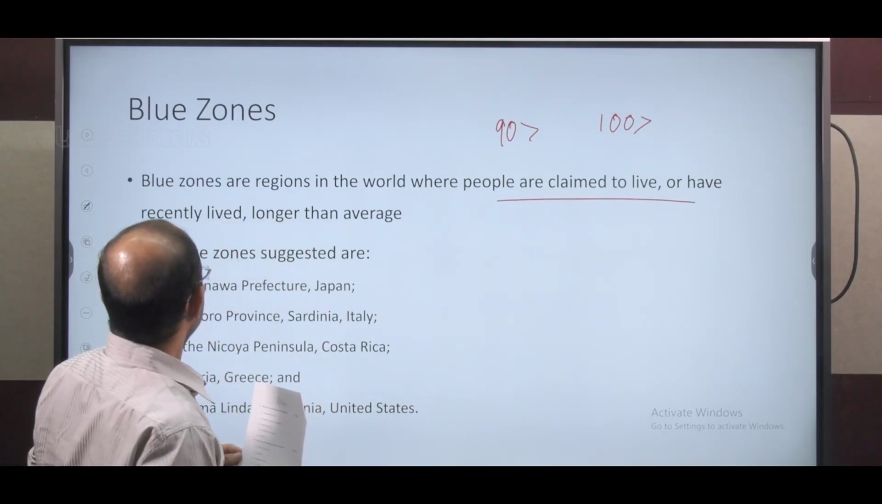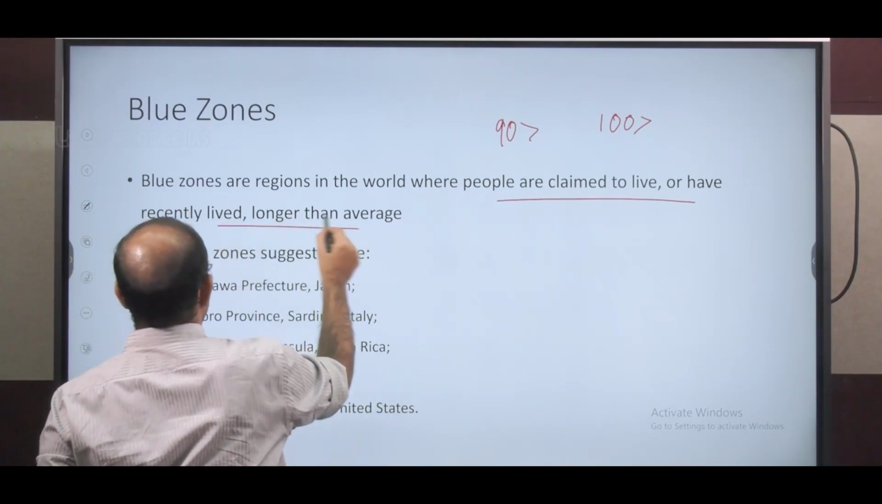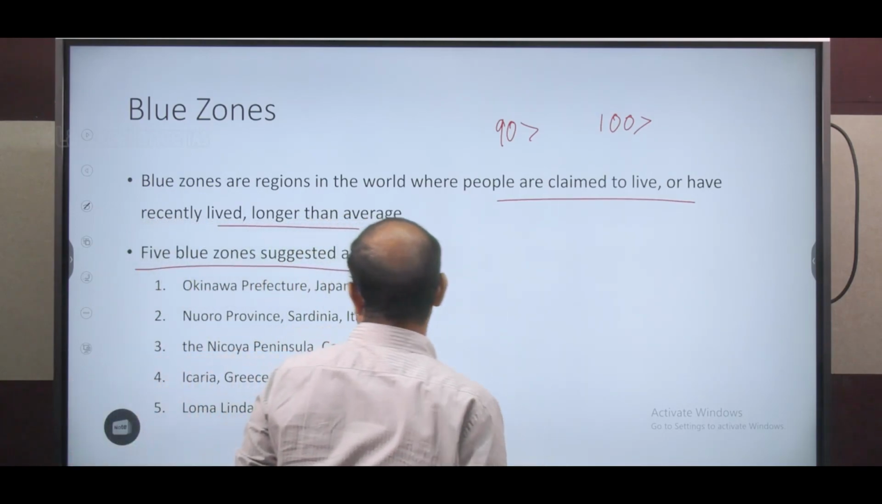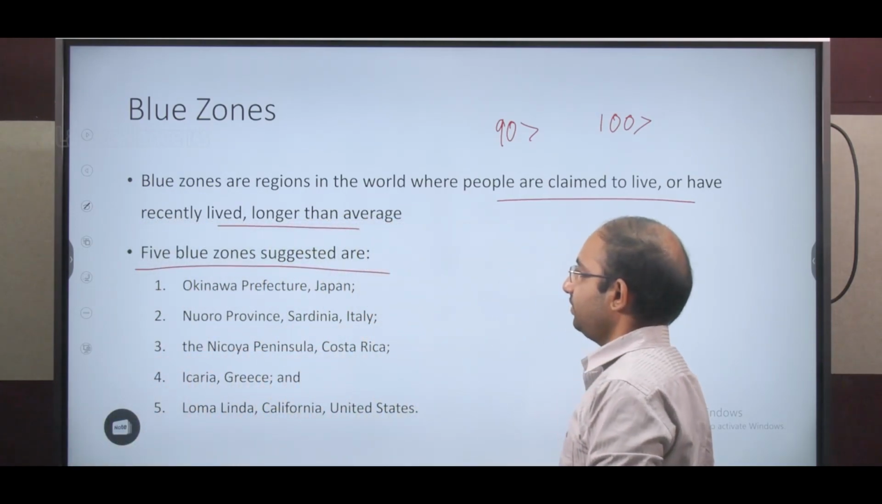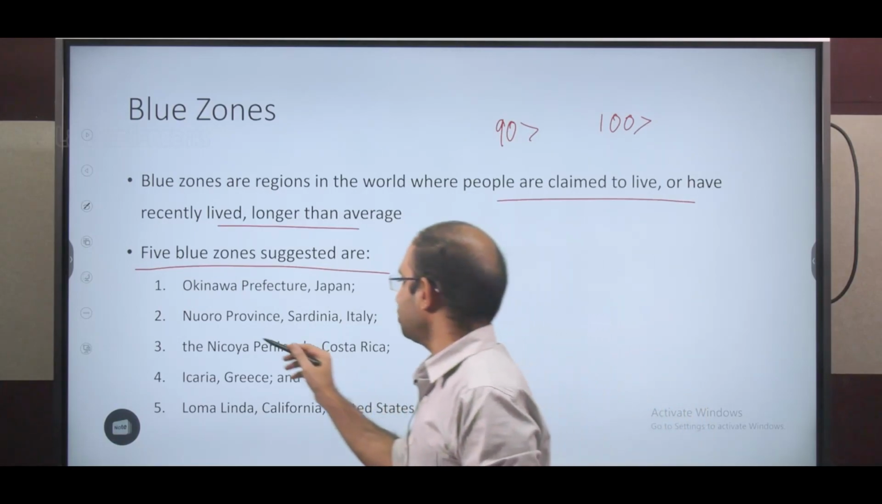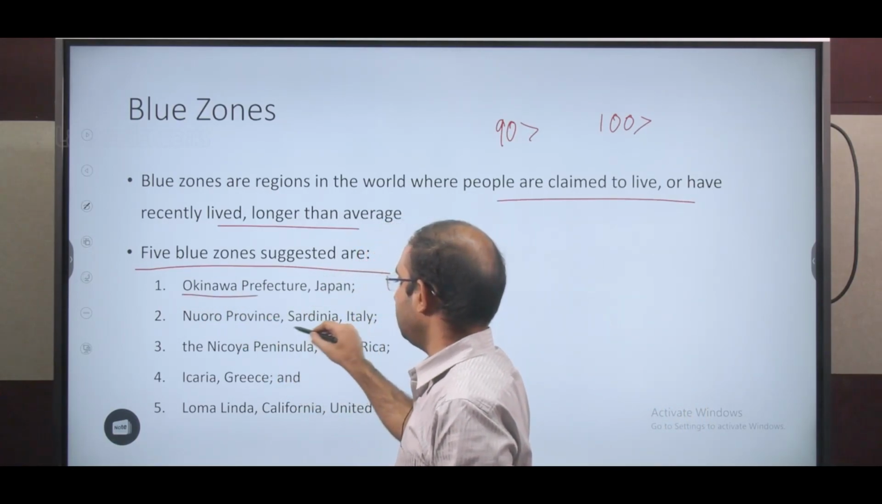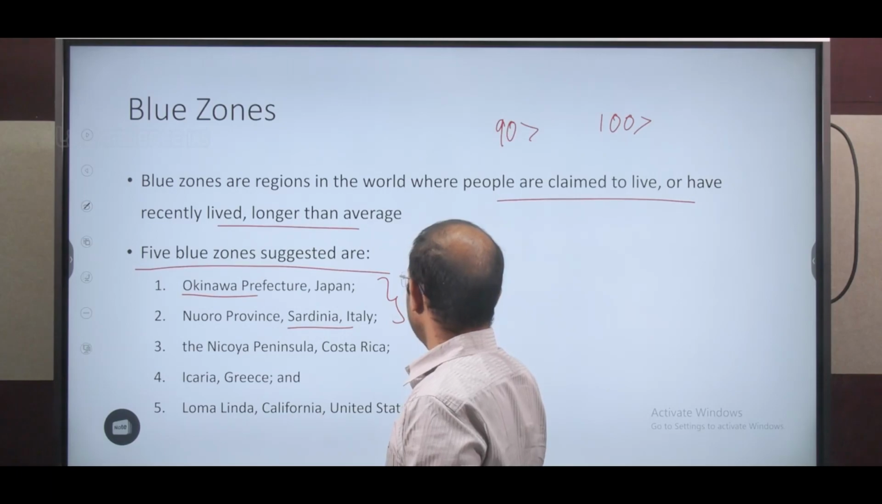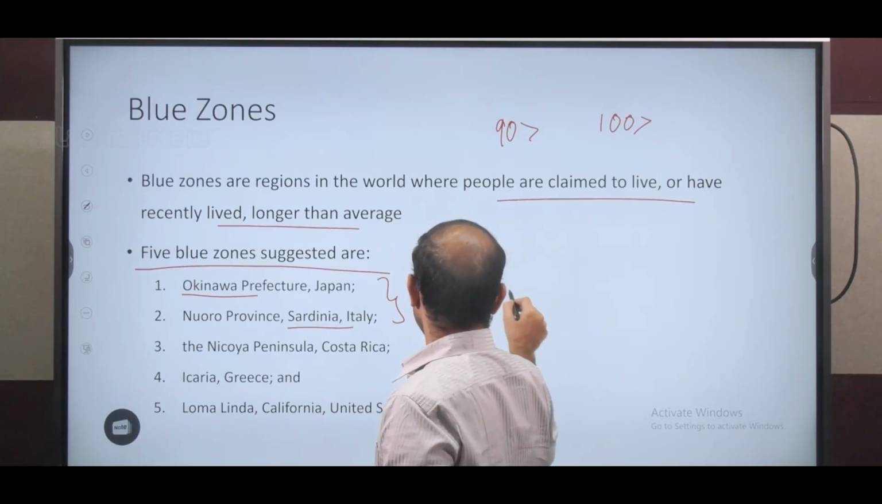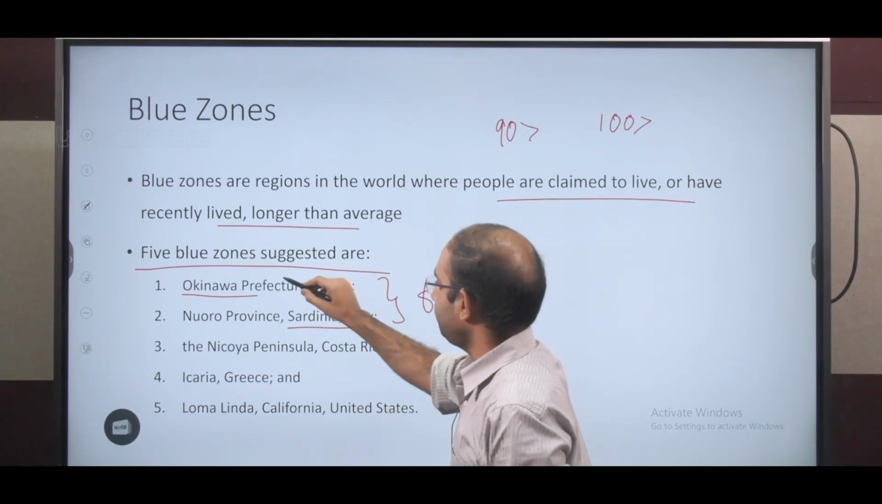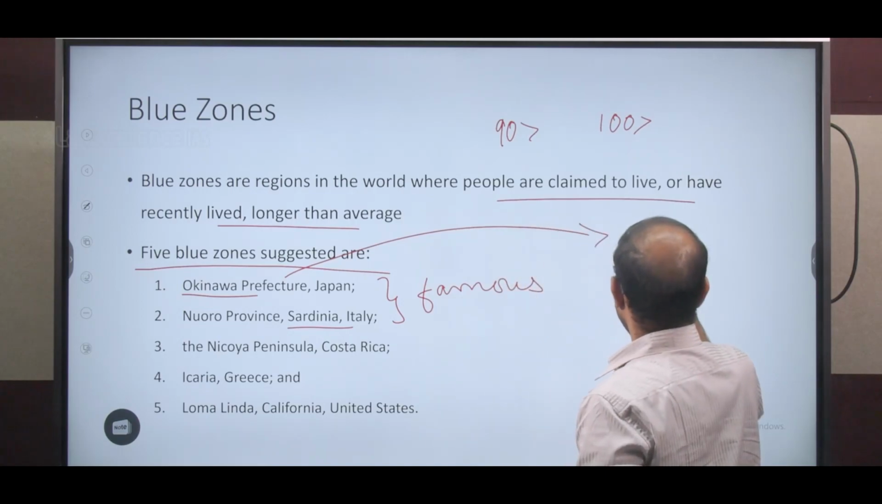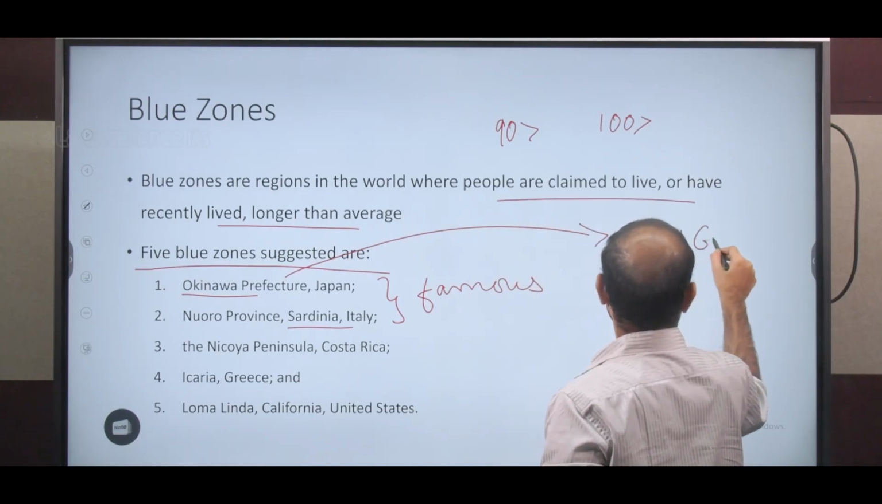They live longer than average, and we have detected 5 blue zones. Generally, when we say blue zone, we have 5 of them in mind, and the most important of these are Okinawa and Sardinia. These two are very, very famous for their lifespan. In fact, the lifestyle of Okinawa has become the subject of a book called Ikigai.